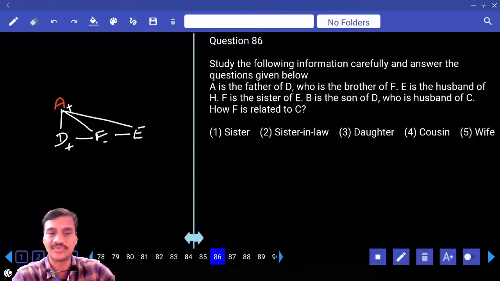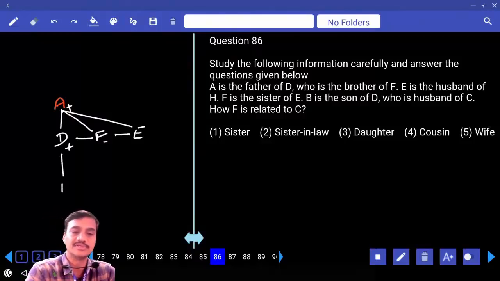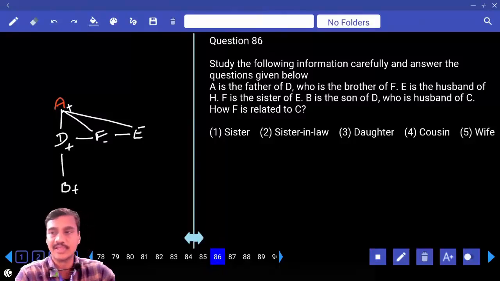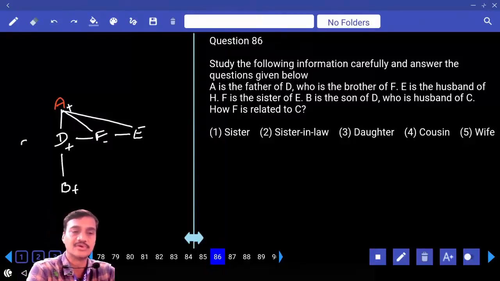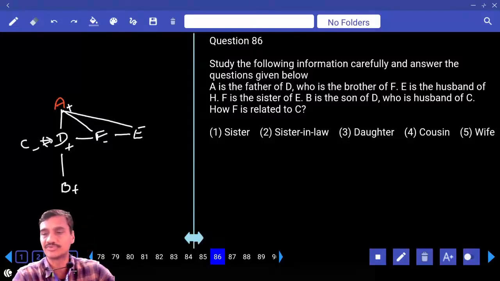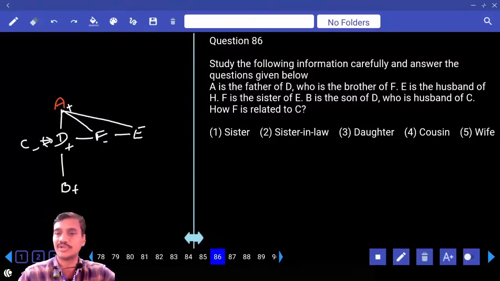F is the sister of E and B is the son of D. Now this B is the son of whom? B is the son of D, who is the husband of C. D and C are a married couple. Then husband of C. Earlier we left out one more piece of information.